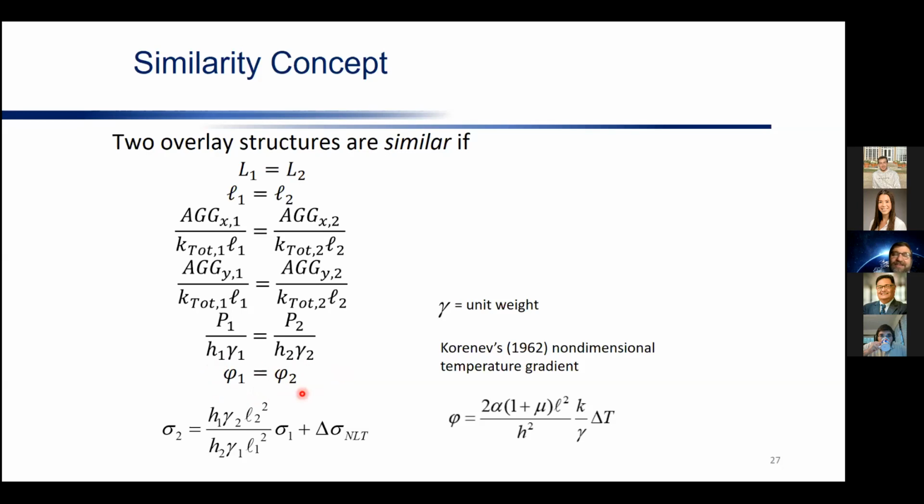So here you see the expression for the non-dimensional temperature gradient. It combines the coefficient of thermal expansion, Poisson's ratio, radius of relative stiffness, coefficient of subgrade reaction, in this case the interlayer stiffness, thickness of the overlay, unit weight of the overlay, and finally the linear temperature gradient through the overlay system. So seven parameters are combined into one. And naturally what we need to add is the latent self-equilibrating stresses.